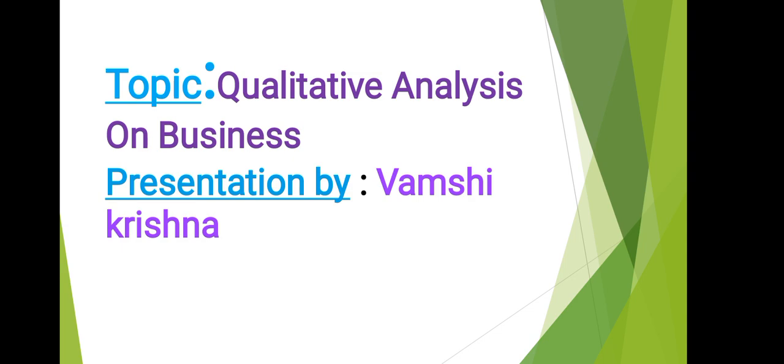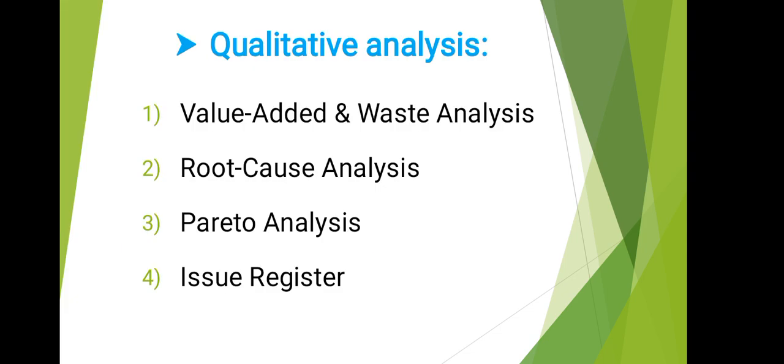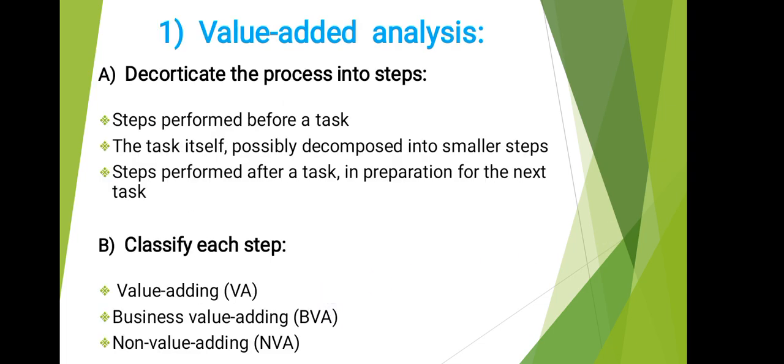Now if we see the qualitative analysis role in business management, we mainly classify it in four parts, that is value added and waste analysis, root cause analysis, Pareto analysis, and issue register. Let's start with number one, that is value added and waste analysis. First I will describe the value added, then I will go to the waste analysis.